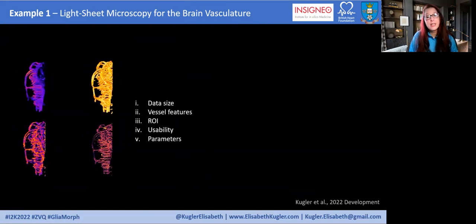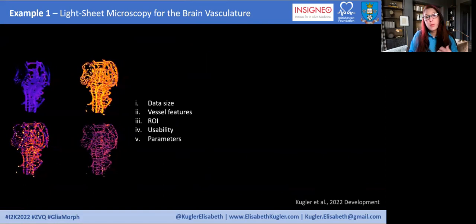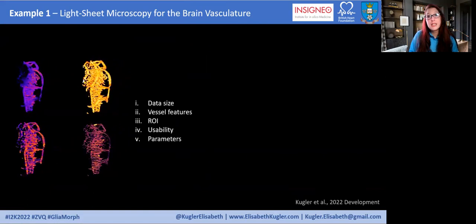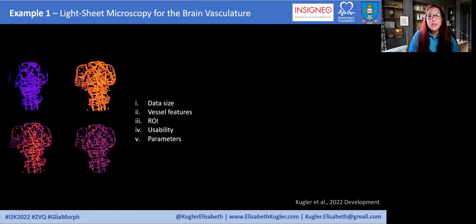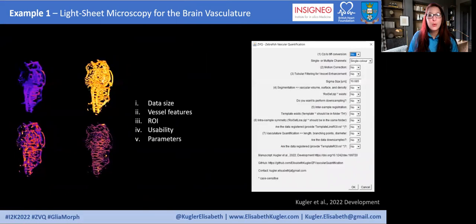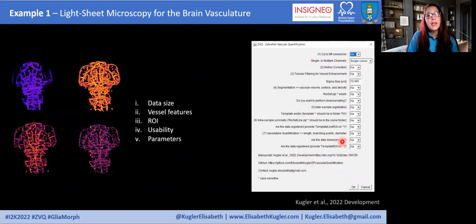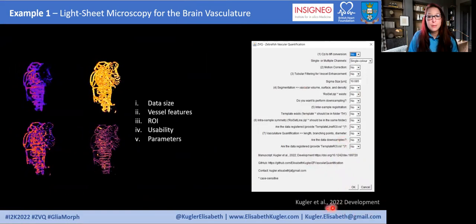And lastly, we need various different parameters to be extracted, because for different biological questions, we might need different readouts. So we developed CVQ, the zebrafish vascular quantification tool in Fiji, which comes with a graphical user interface, as you can see here, and is described in a very recent development paper.